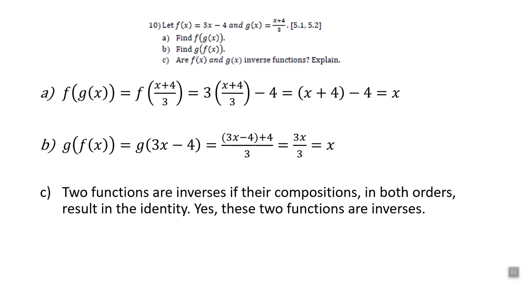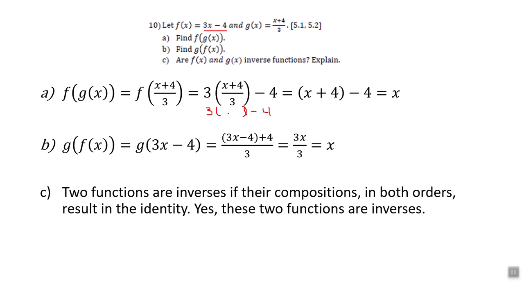As I'm doing compositions, I always work from the inside out. The inside, g of x, I'm going to replace that. F parentheses, I know what g of x is. G of x is given by x plus 4 over 3, so I put x plus 4 over 3 where there used to be a g of x. Now I'm looking at just f evaluated somewhere. What is f? This function f is 3 times something minus 4. So when I start this, I literally put 3 times something in parentheses, minus 4, and then I put the g of x in that open parenthesis space.